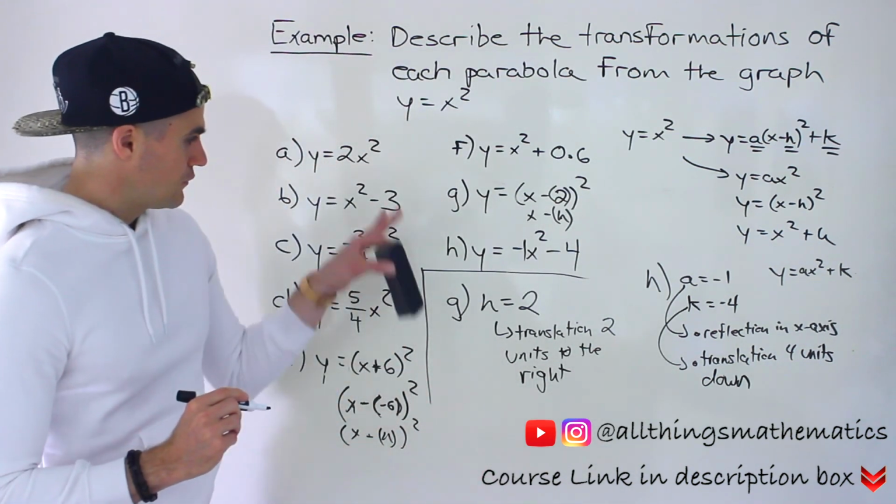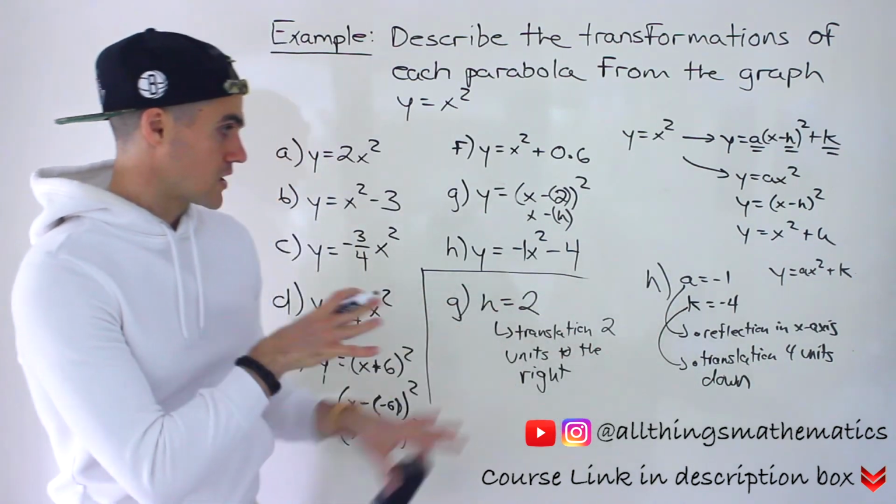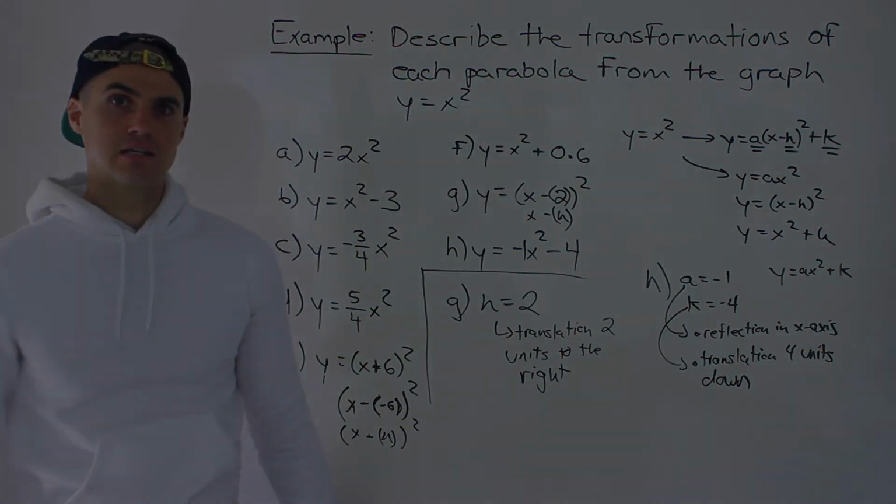All right, so whenever you get something like this, recognize which kind of format you're using, recognize what all the transformation values are, and then just state the transformation.